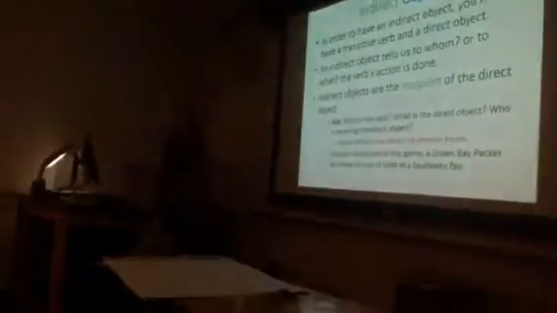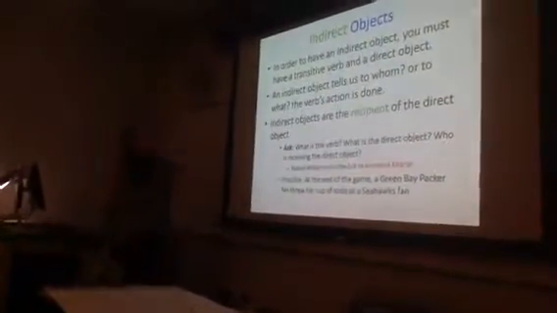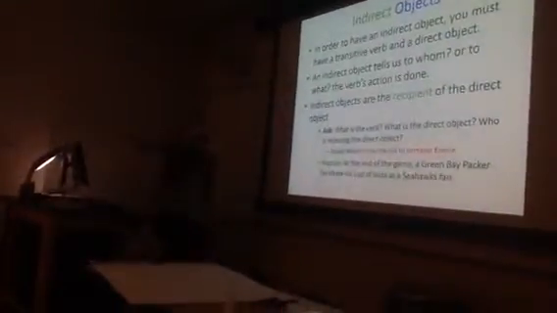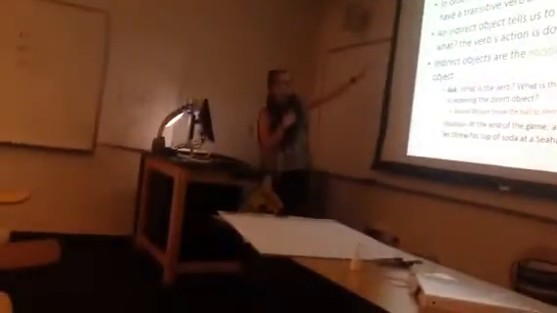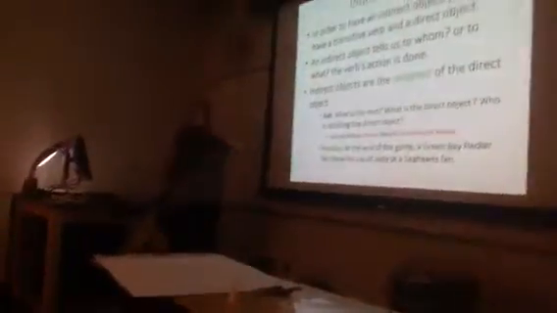Okay, now I need you to bear with me. This is trickier. Indirect objects, okay? In order for us to have an indirect object, we have to have our transitive verb, our action verb, and we have to have that direct object. Otherwise, we do not have an indirect object, okay? An indirect object tells us to whom or to what the verb's action is done. So the indirect object is the recipient of the direct object.